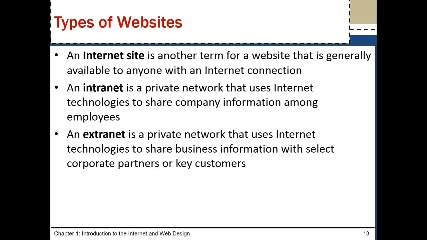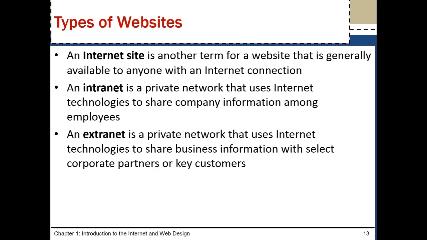So now let's look at types of websites. Another word for a website is internet site. And we have two types of website: intranet and extranet. An intranet is basically a private network that uses internet technology to share company information among employees. So maybe in USF we have an X-Drive, which is an intranet that we can use to share information with each other.